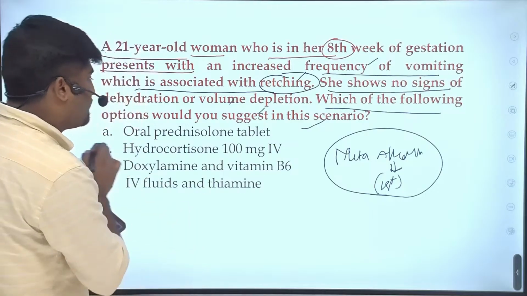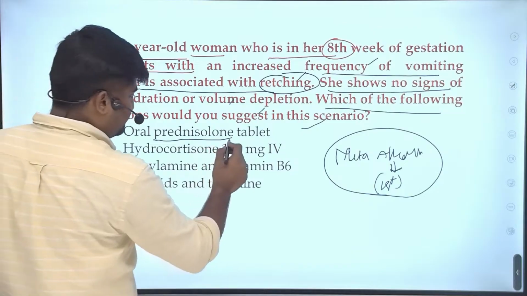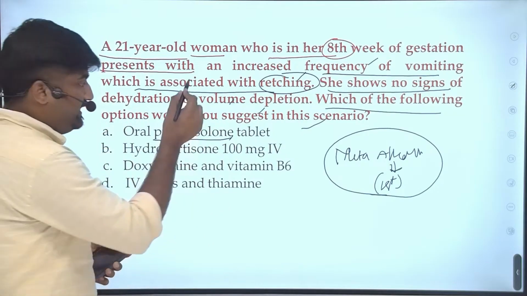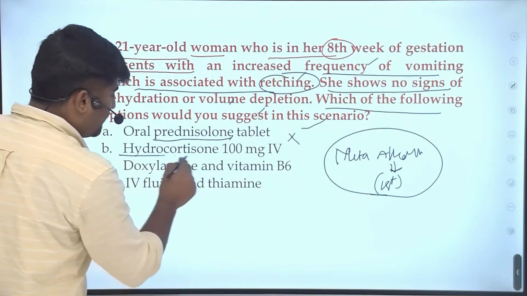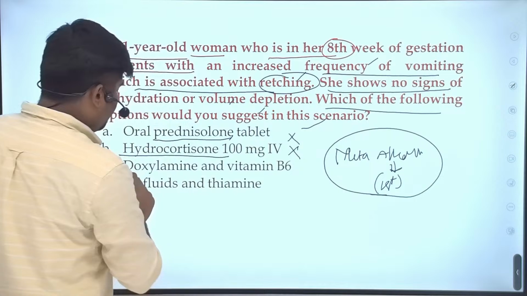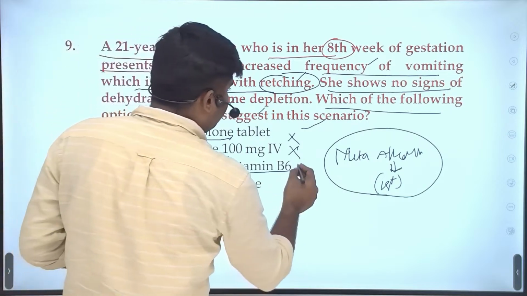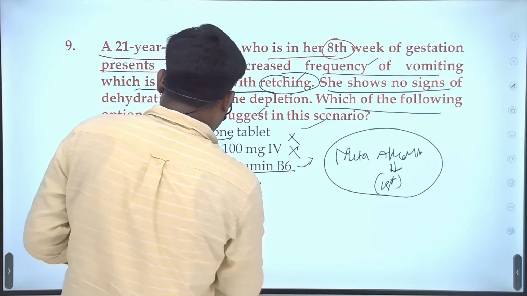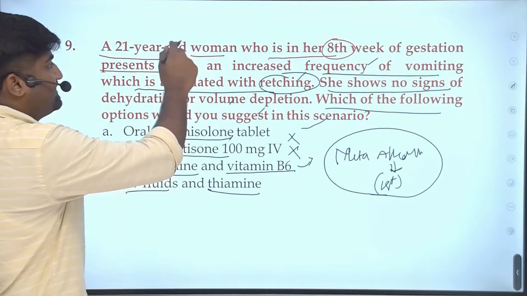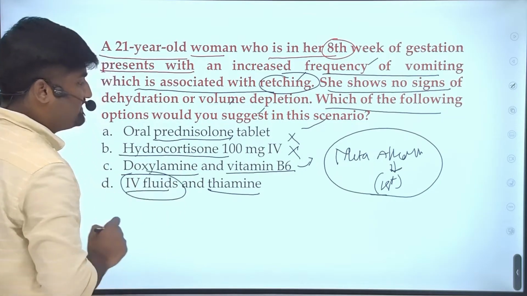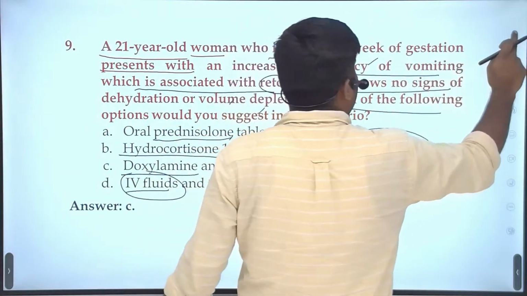So what is the best option here? Progesterone we won't give because it is a steroid. It will decrease the potassium value, so we are not going to give this. Hydrocortisone, again we are not going to give this. Doxylamine and vitamin B6 we can consider because it can restore the component. IV fluids and thiamine we can give if there are severe dehydration symptoms.